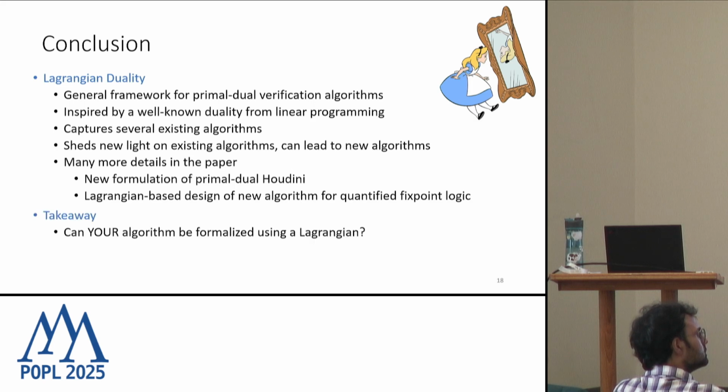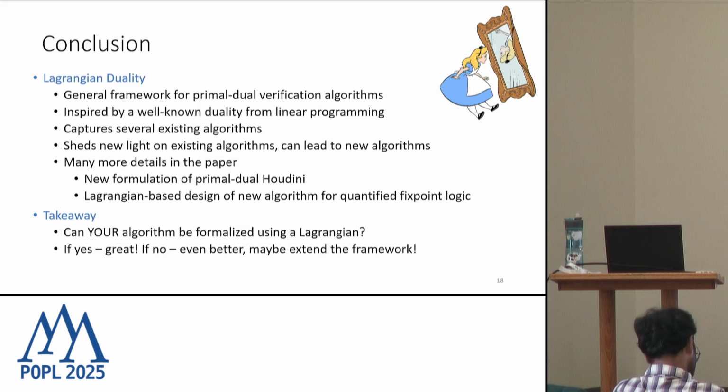And really what I want you to take away from this talk is a call for action, right? I want you to look at this and take your algorithm or the algorithm that you're working on and ask yourselves, can it be formalized using a Lagrangian as we've discussed? And there can be two answers here. Both are great, right? If yes, that's wonderful. You maybe get some new insight and relate your algorithm to existing algorithms. And if no, maybe that's even better, because if you think that your algorithm has this primal-dual interaction, but it doesn't fit this framework, maybe there is an extension of this framework that is waiting to be discovered.